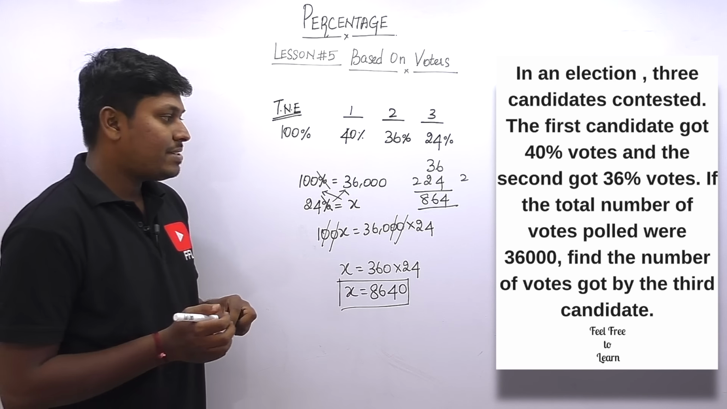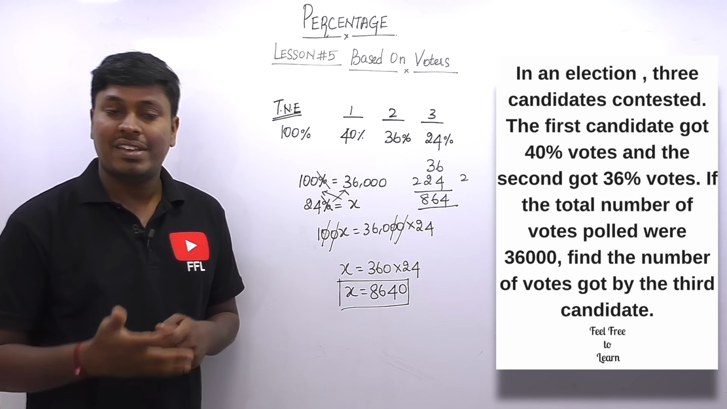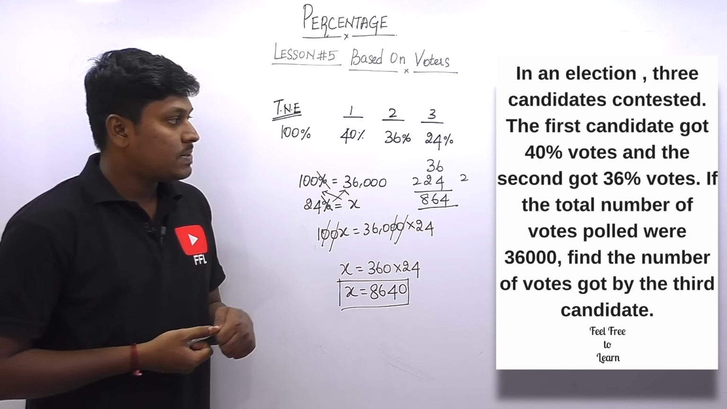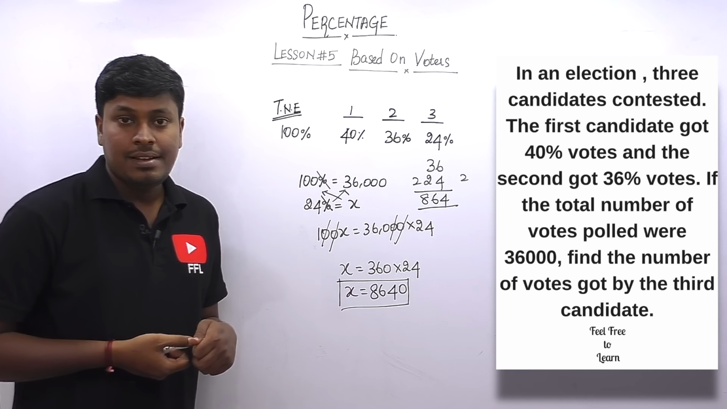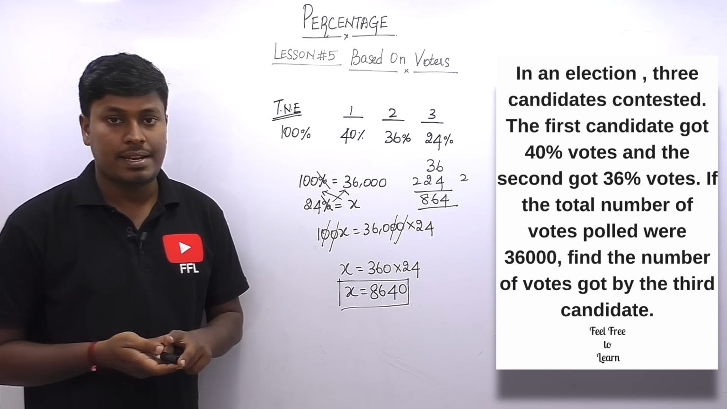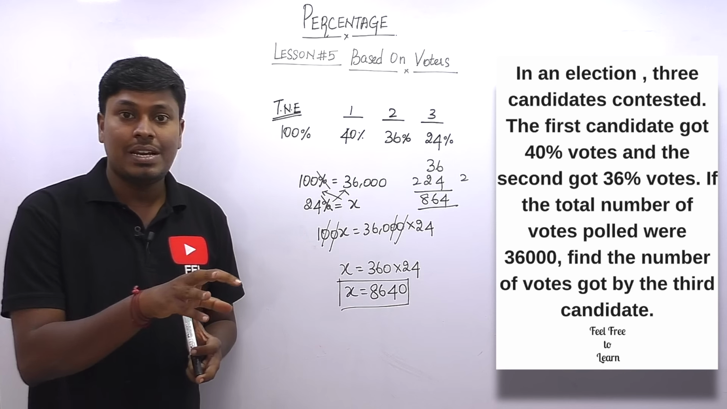So easiest question, right? Once you understand the concept, even if it is based on 4 candidates or 5 candidates, everything is so simple if you understand the concept. So friends, finally in the first 5 questions, we have solved the concept that is based on votes between 2 or 3 candidates. But now after this question, we are going to solve questions based on invalid votes.